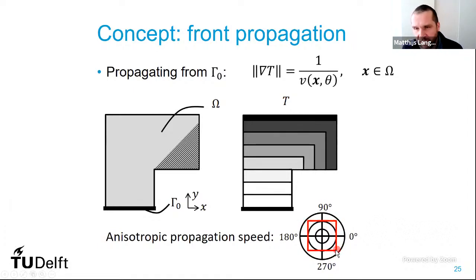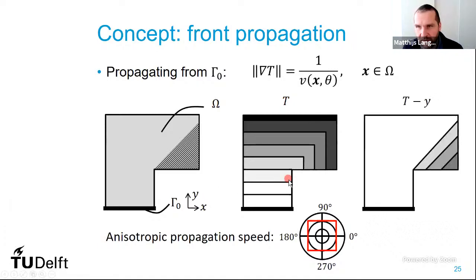So in different directions, we have different velocities. And that creates a time field that looks like this if you apply the front propagation. And that's not quite what we wanted in order to identify the overhanging region. But fortunately, there's an easy way to come to that. And that is by subtracting actually the height of the layer where you are at that moment.